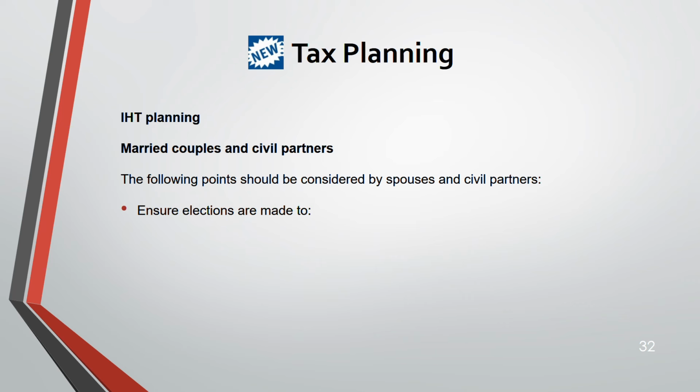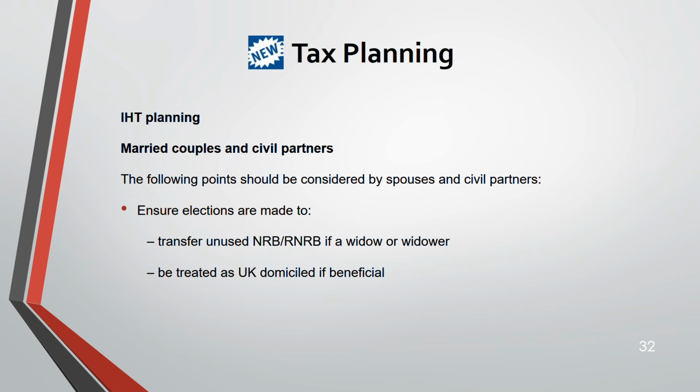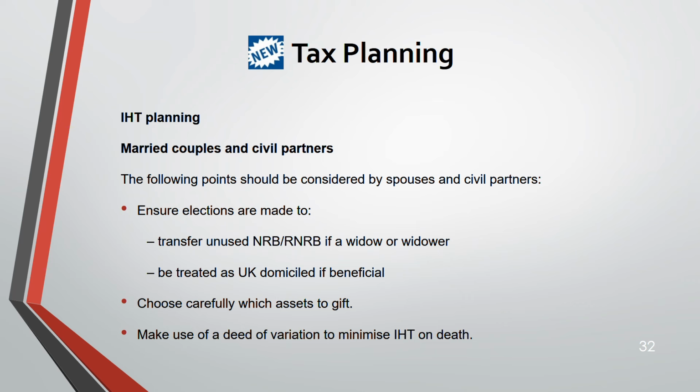Now, second, married couples and civil partners. You have to make elections so that you transfer the unused residence nil rate band or nil rate band to a widow or widower. And you can make elections where one spouse is UK domiciled and the other is non-UK domiciled. The non-UK domiciled spouse can make the election to be treated as UK domiciled. You have to carefully choose which assets to gift to your spouse. Make use of a deed of variation to minimize IHT on death. Later on, we'll go through this deed of variation.